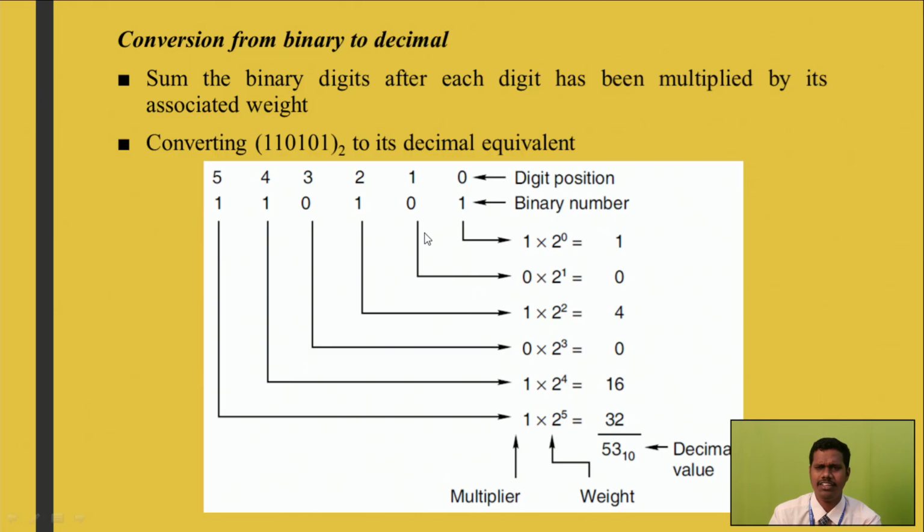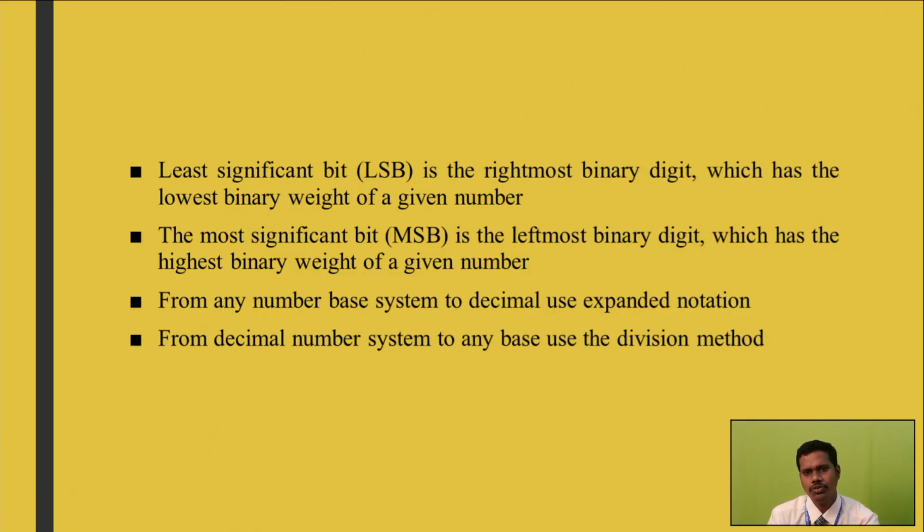Here the conversion process of binary to decimal is performed by using the weighting factor, that is, the power of 2. Using that only, we convert the binary number into decimal. So we have two more important points. To convert any number system into decimal, we use the expanded notation, which means the power of that particular base. From the decimal number system to any other number system, we are going to use the division method.